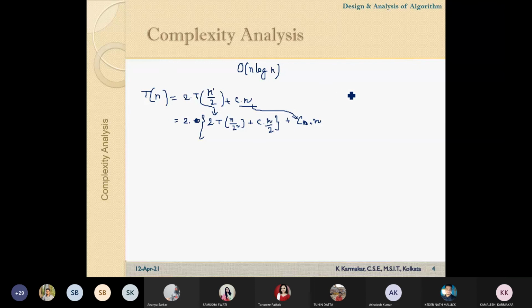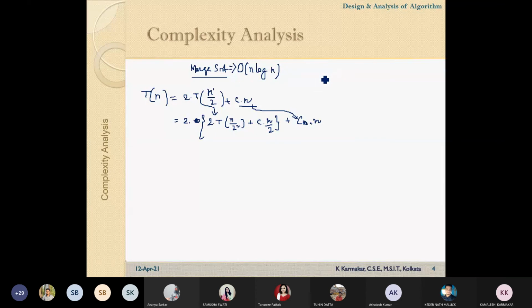So you have to understand the substitution method clearly. You have already learned it earlier, but you have to use this method because during the exam you may be asked to calculate the complexity of this algorithm, merge sort as well as quick sort. So if we consider merge sort using the substitution method, you can calculate the complexity like this.